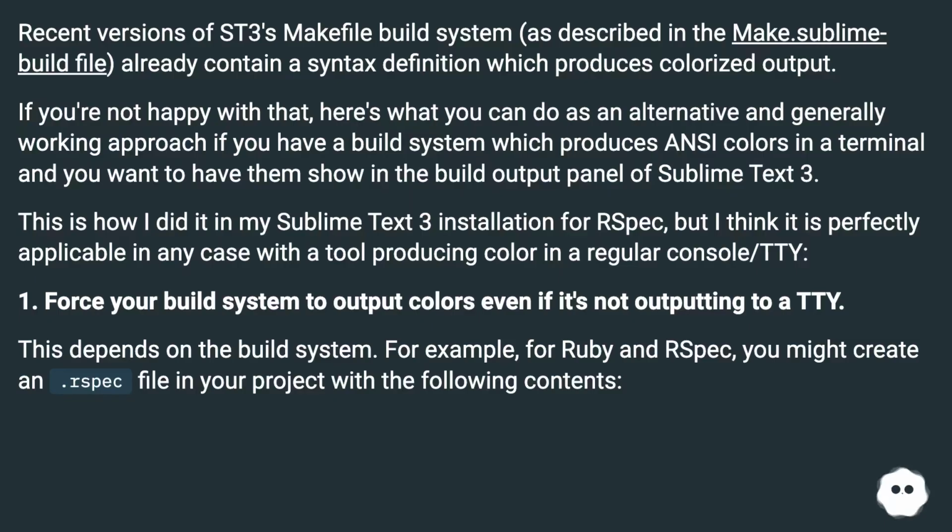This is how I did it in my Sublime Text 3 installation for RSpec, but I think it is perfectly applicable in any case with a tool producing color in a regular console TTY. 1. Force your build system to output colors even if it's not outputting to a TTY. This depends on the build system. For example, for Ruby and RSpec, you might create an .rspec file in your project with the following contents.